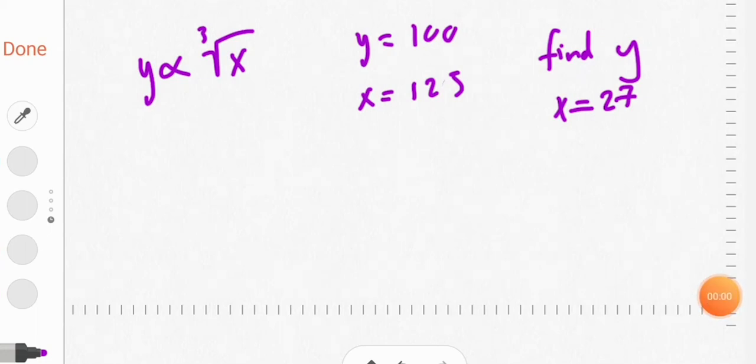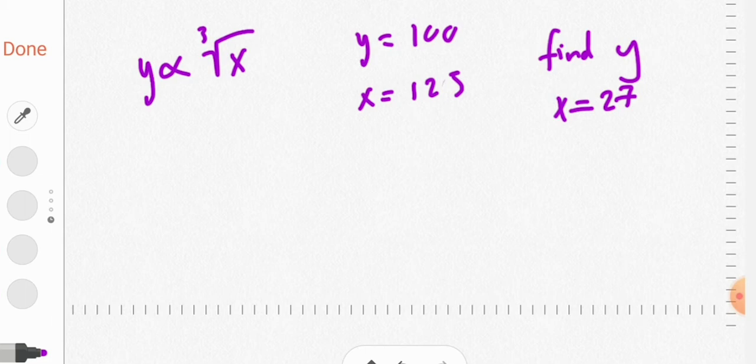So it says that y is directly proportional to the cube root of x. When you have a proportion question, whether it's direct or indirect, it always follows this formula. You see this formula here. So y is directly proportional to the cube root of x. Okay, so we put x and put a cube root sign on it.